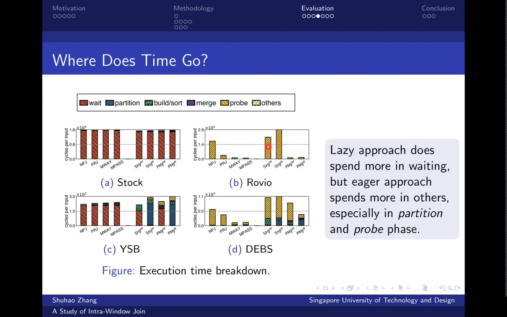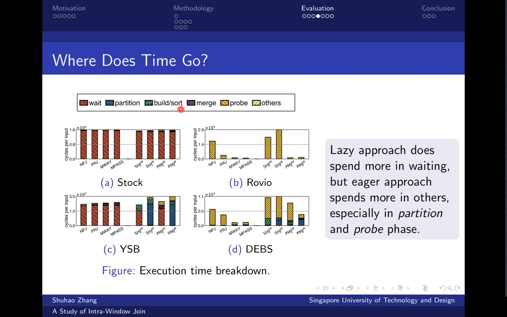We now ask the question, where does time go? We break down the execution of all algorithms into 6 components. Wait is the time spent in waiting for input tuples to arrive. Partition is the time to partition input relations.